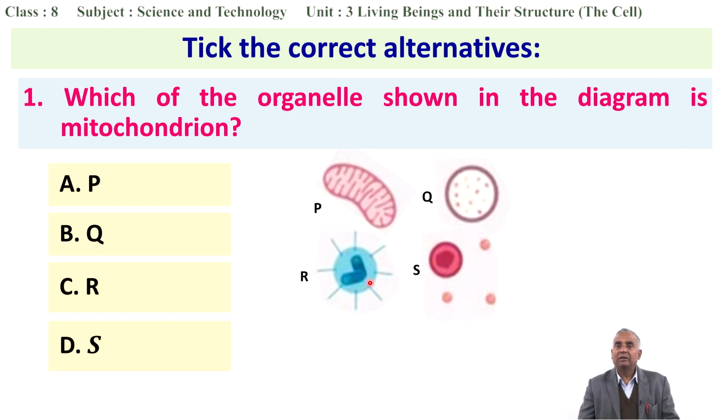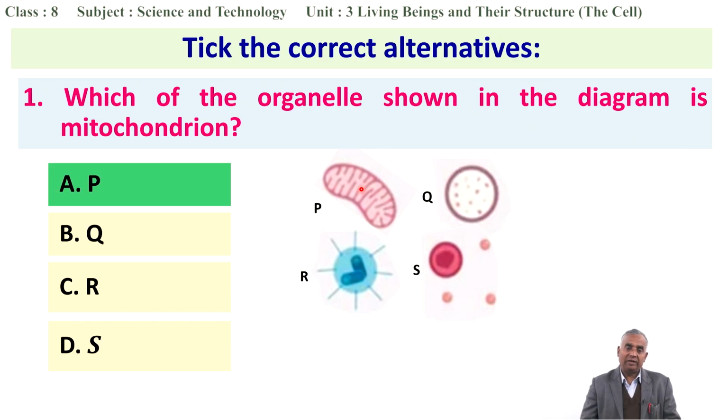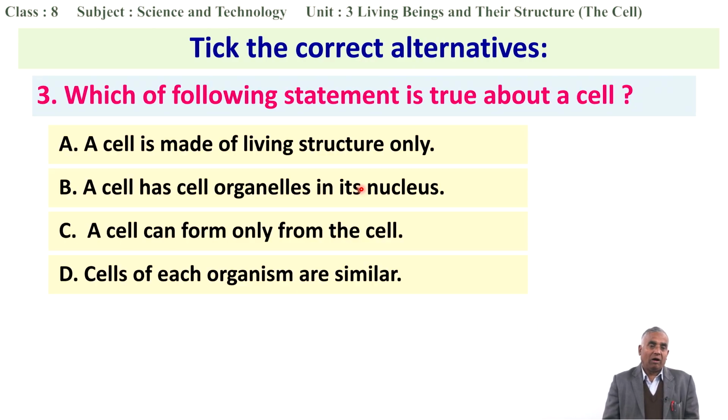What is it? Centrosome. This one? Yes, that is what? Ribosome. This one? Lysosome. And that is what? Mitochondria. So the correct one, you have identified it. That is what? P. Okay.